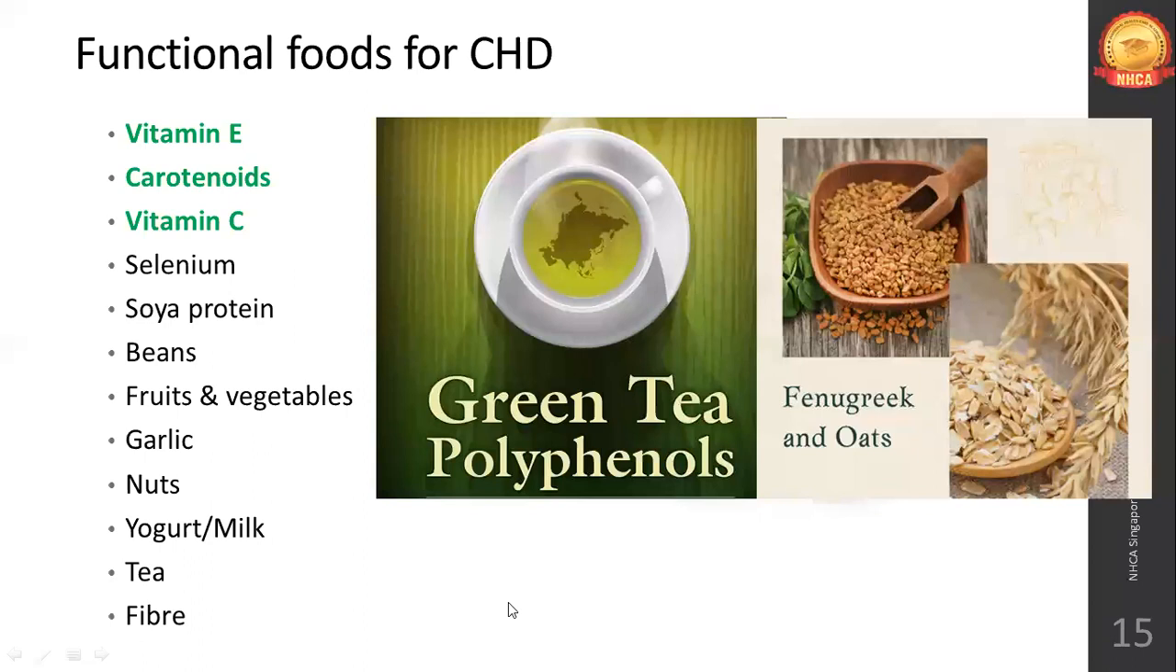People who have thyroid issues, like hypothyroidism, only they have to avoid taking soya. If you do not have hypothyroidism, you can consume soya. There is no issue.